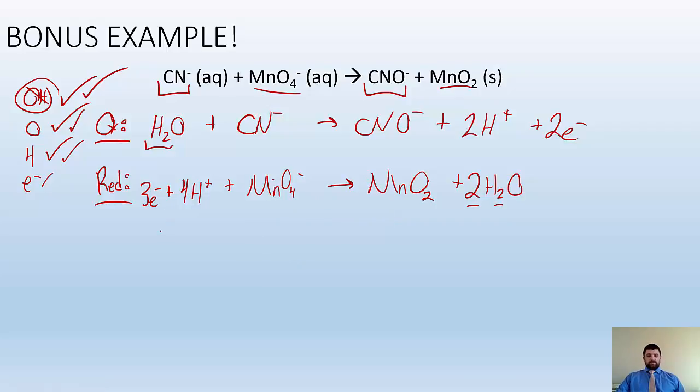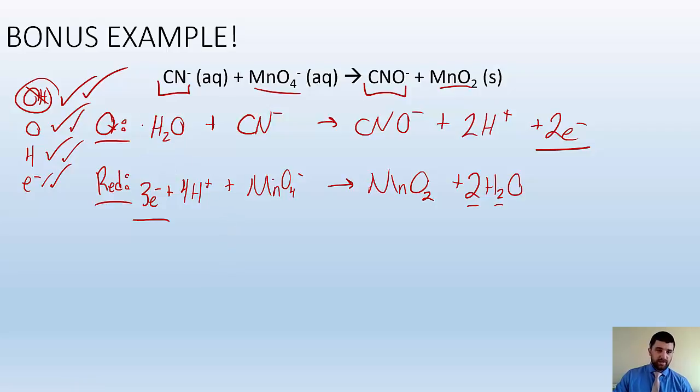Cool. So I've done all that. I've got my balanced half reactions. Now what? Well, now I've got to set the electrons lost, which is 2, equal to the electrons gained, which is 3. Well, I can't get 3 by counting by 2s, and I can't get to 2 by counting by 3s, but I can get them both to 6. So I'm going to have to multiply the top one by 3.